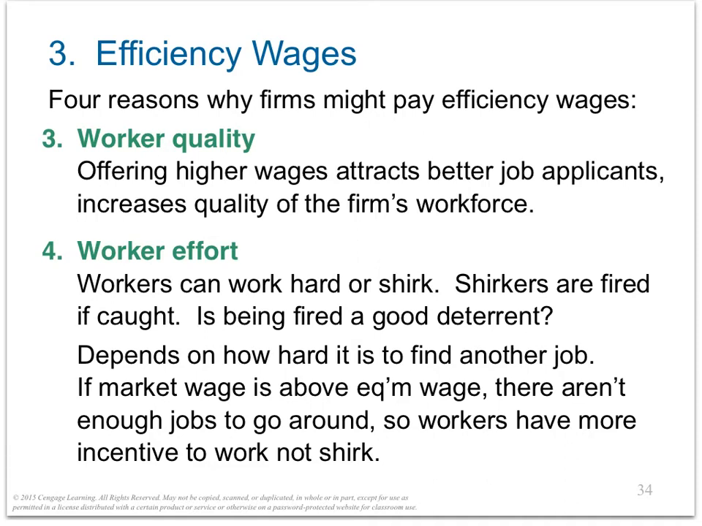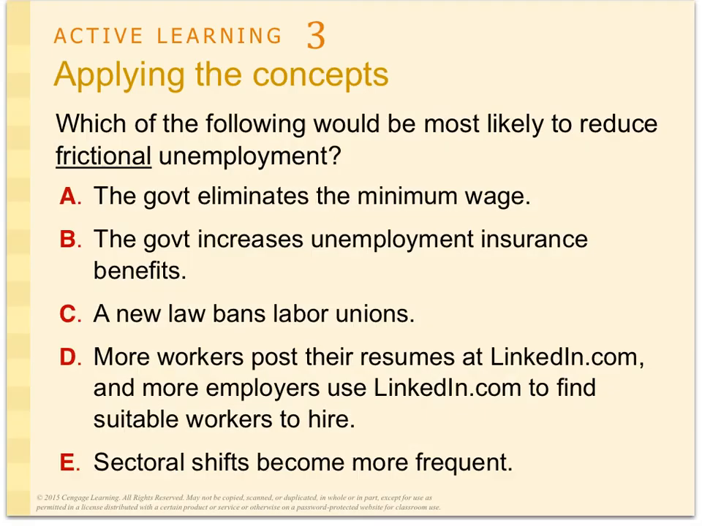And the last one is worker effort. Workers can work hard or shirk. Shirkers are fired if caught. Is being fired a good deterrent? It depends on how hard it is to find another job. If the market wage is above the equilibrium wage, there aren't enough jobs to go around, so workers have more incentive to work, not to shirk. So, let's try to apply all these concepts to this example.